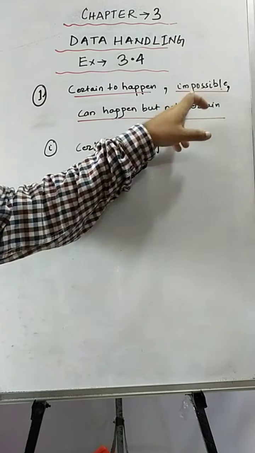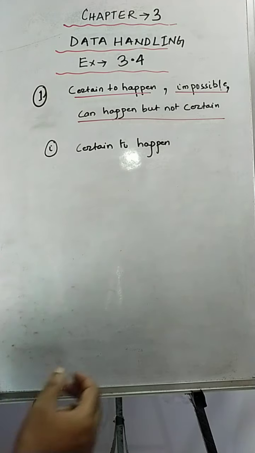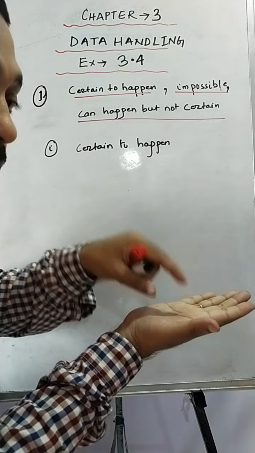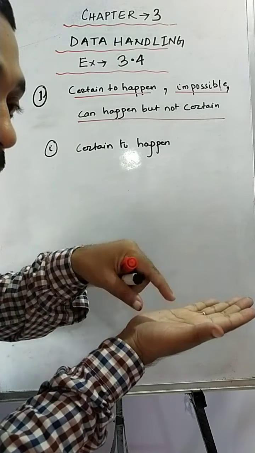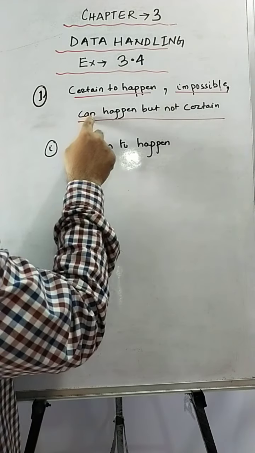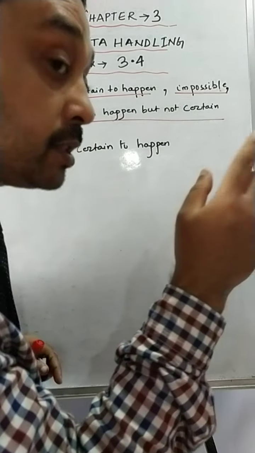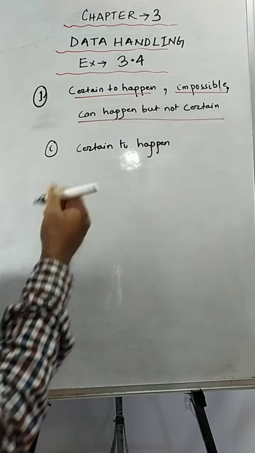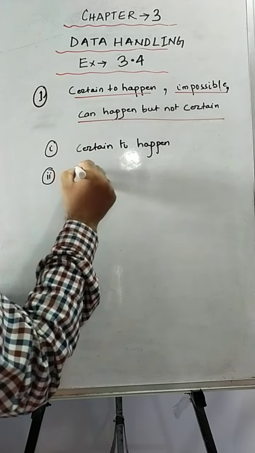So we'll go with the second question now. A tossed coin will land heads up. So if I toss a coin, I can get head or tail, but there is a chance that we can get head. So we can say can happen, but it is not certain, because the other option is also available, that is tail. So we'll go for this one, can happen but not certain in the second case.